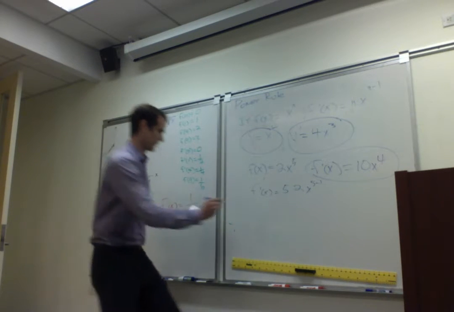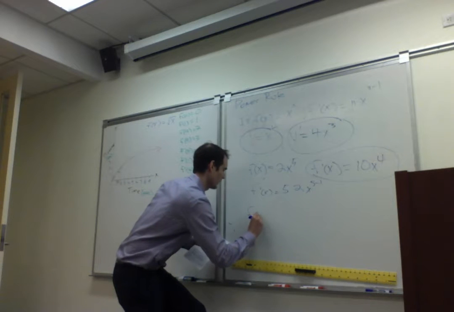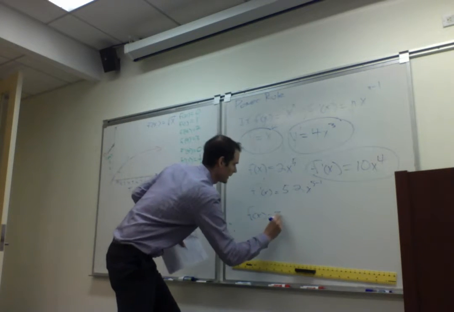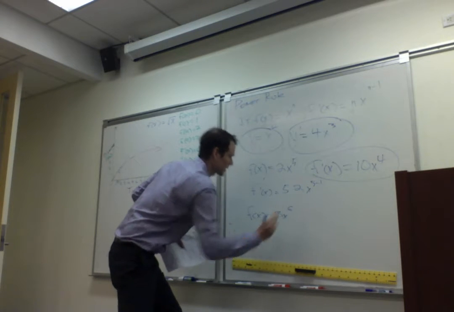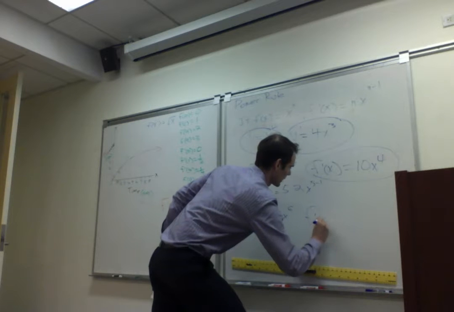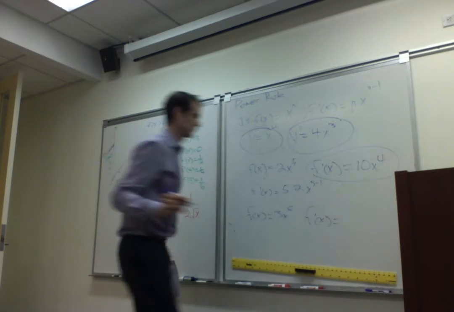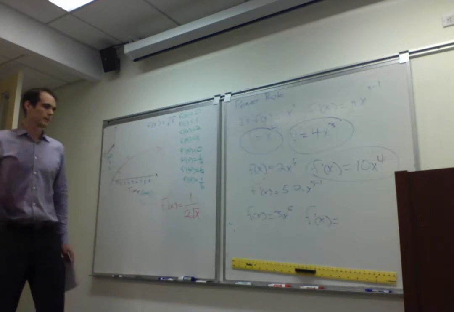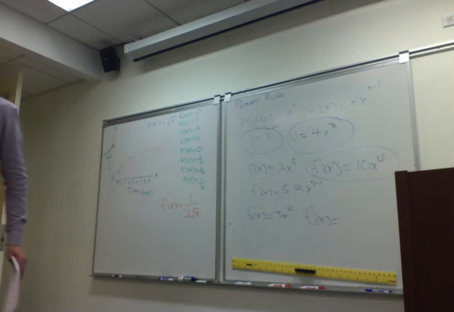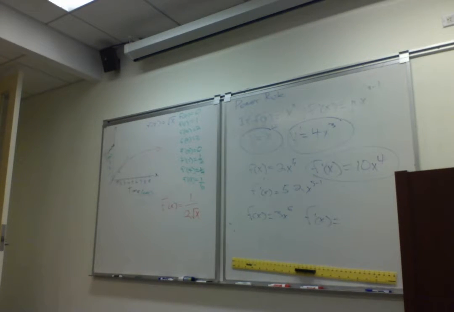All right, let's try one more. f of x equals 3x to the 6th. Question for you: f prime of x equals what? Don't say the answer yet. I want all 3 of you to get the correct answer, and then we are gold.